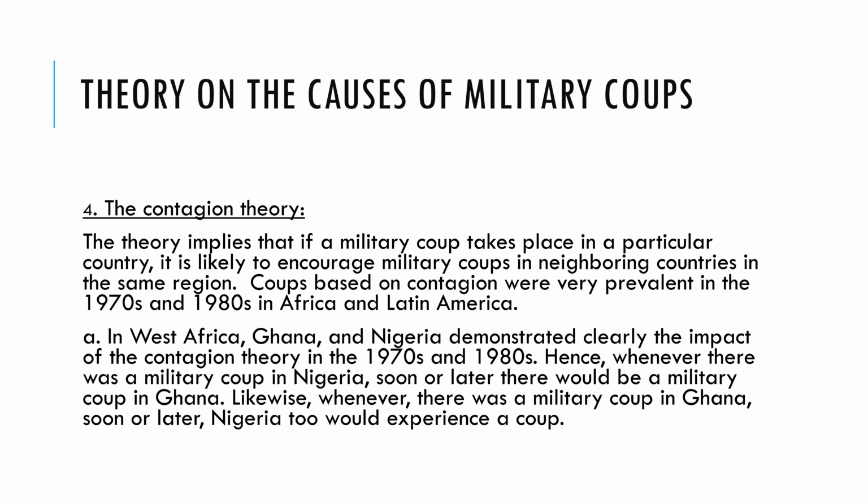A. In West Africa, Ghana and Nigeria demonstrated clearly the impact of the contagion theory in the 1970s and 1980s. Hence, whenever there was a military coup in Nigeria, sooner or later there would be a military coup in Ghana. Likewise, whenever there was a military coup in Ghana, sooner or later Nigeria too would experience a coup.